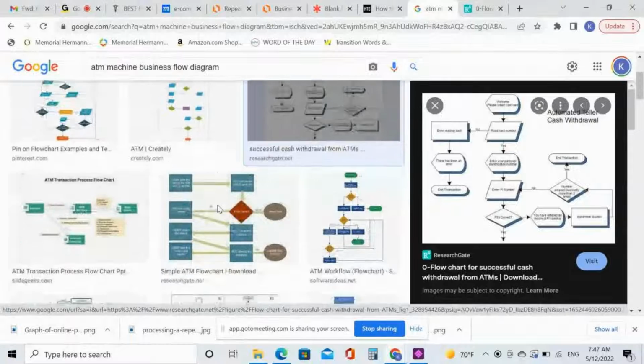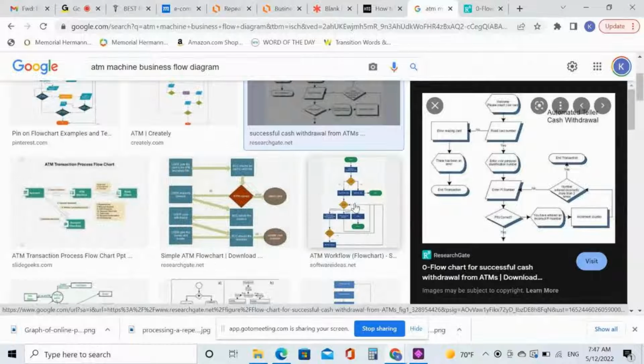The difference between normal flow and the business flow is, in normal flow, you have only one user, you have one single flow. But in business flow, you have multiple, either human beings or systems, and their interaction is captured.